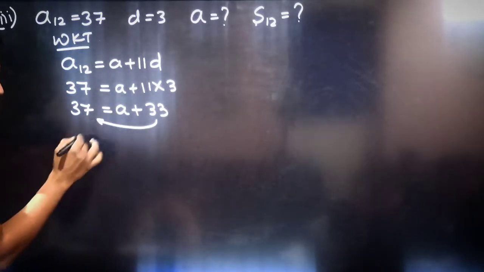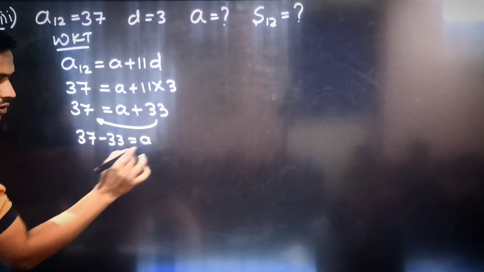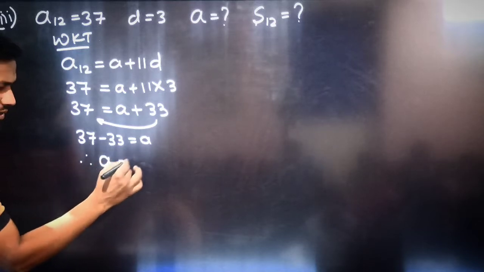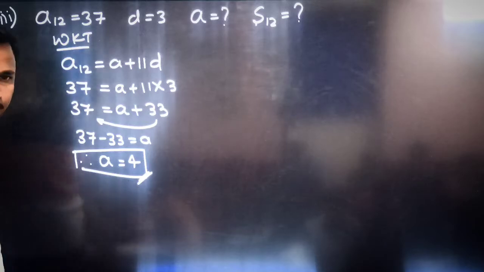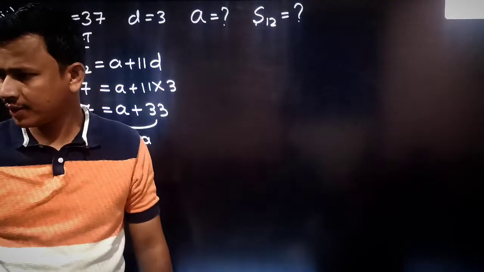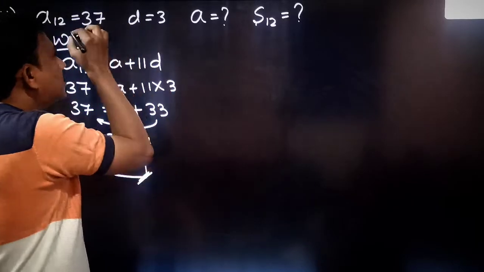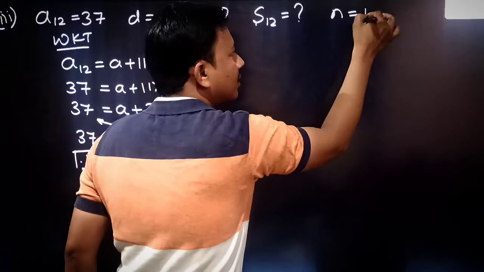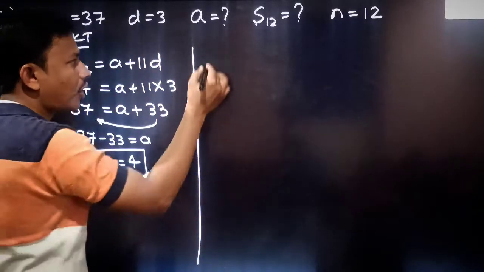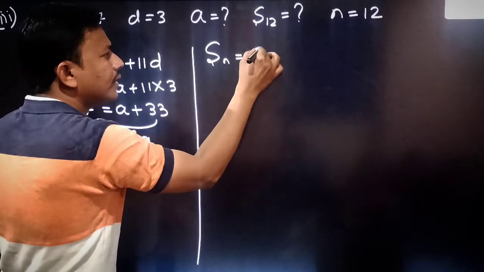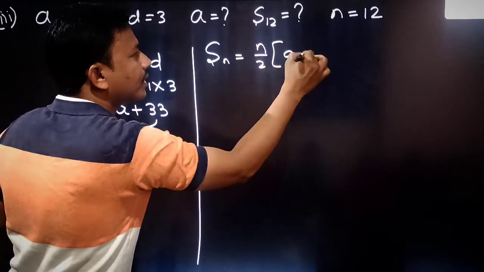33. Taking it across, 37 minus 33 is equal to a. Therefore the a value is 4. We got the a value. a is equal to 4. Next, what we need to find out? S12. S12 and a12. That means n is equal to 12 only. n is equal to 12. Therefore the small formula Sn is equal to n by 2 in bracket a plus an.